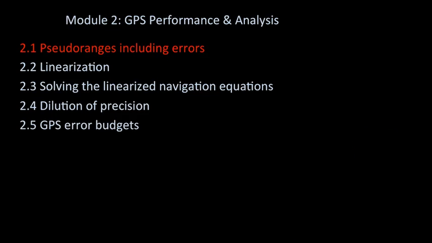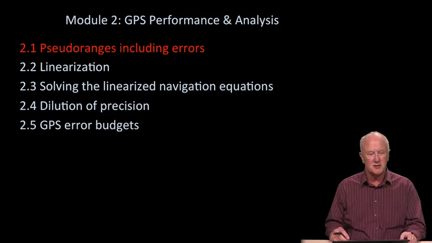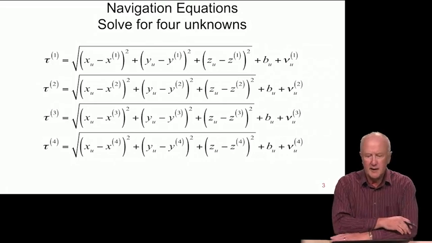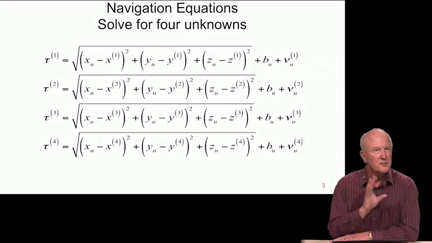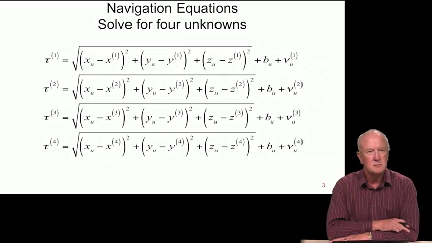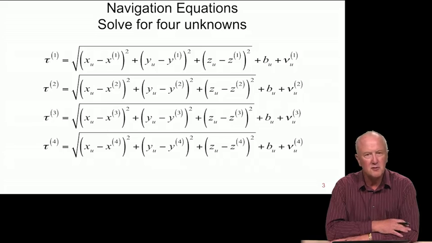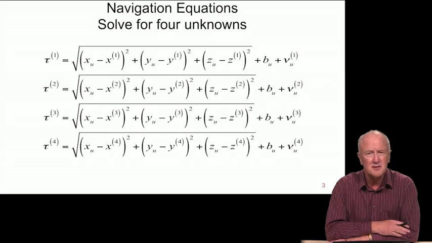So we'll begin by taking a look at the pseudo-range equations that we've looked at previously. Here they are. And we have written them for four satellites. It's not always the case. We may have more than four in view. We may have four in view, or we may have less than four. You may ask, when would we have less than four? It should have been designed to have at least four in view.